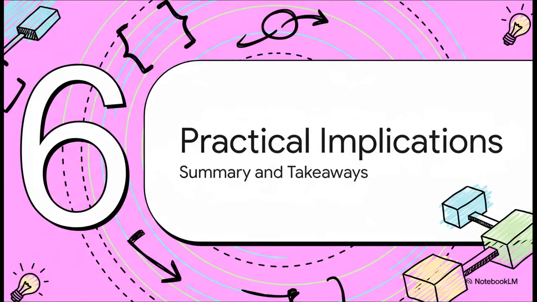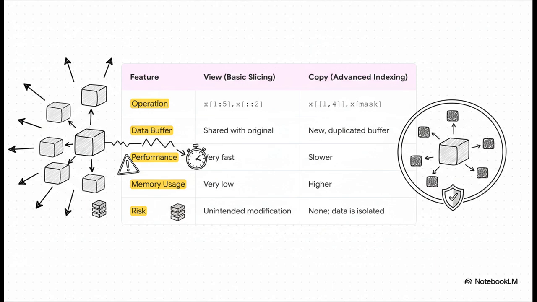Whew, okay. We have covered a ton of ground, from the deep down anatomy of an array all the way up to these complex selection methods. So let's bring it all home and focus on what this means in practice, for you, writing code. This table really sums up the central trade-off perfectly. On one side, you have views, which you get from basic slicing. They are incredibly fast and use almost no extra memory, but they carry that risk of accidentally changing your original data. On the other side, you have copies, from fancy indexing. They are completely safe and isolated, but that safety comes at the cost of performance and memory.